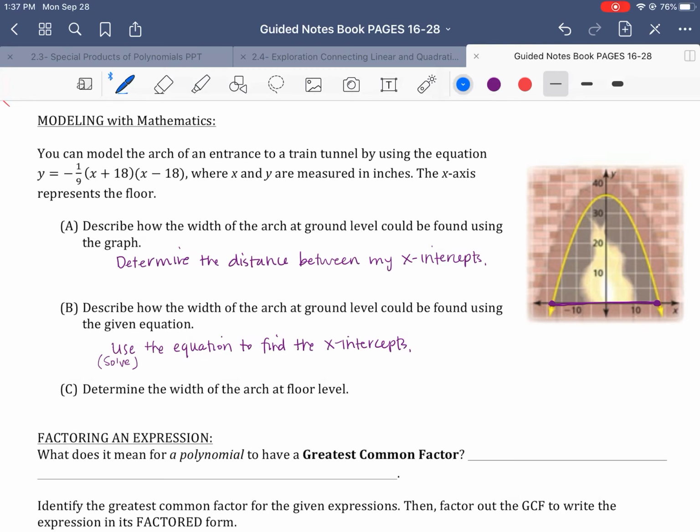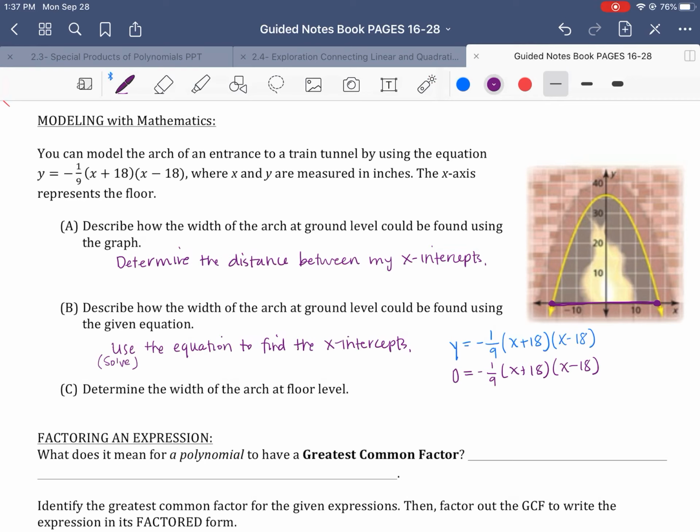So what I'm going to do is show you how this works. So if we have, and I'm going to write this off to the right, y is equal to -1/9 times (x plus 18) times (x minus 18). Again, we want to find the zeros, or where y is 0. So if I let y equal 0, I essentially want to figure out what values make this work. Now this is just an equation with 3 things being multiplied. So I have this piece right here, multiplied by this piece right here, multiplied by this piece right here.